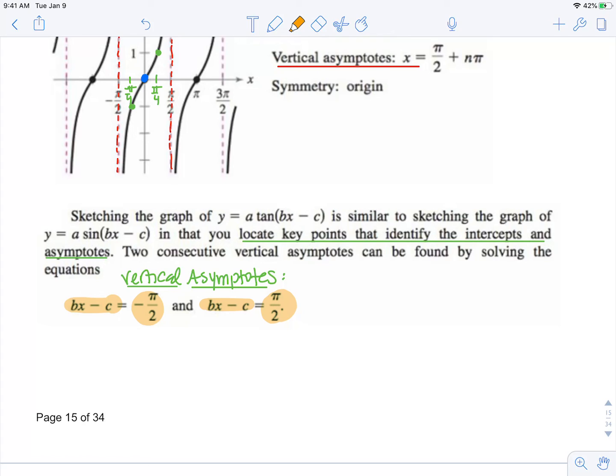So let's try some together now that we have some background on what tangent should look like.